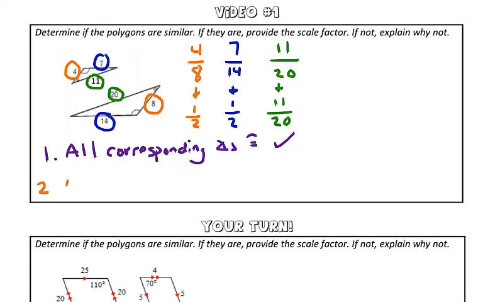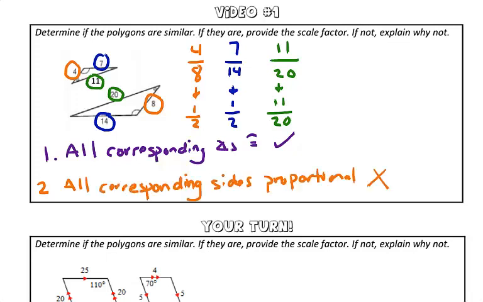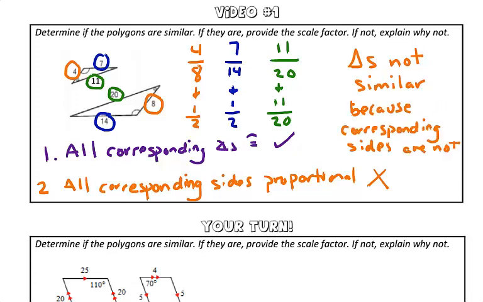So the second thing we were looking for was all corresponding sides proportional. It did not meet this, so therefore, these triangles are not similar. So, triangles not similar because corresponding sides are not proportional.